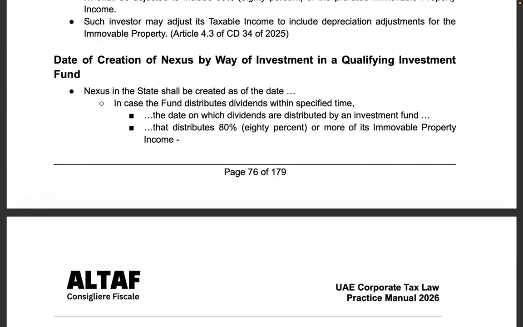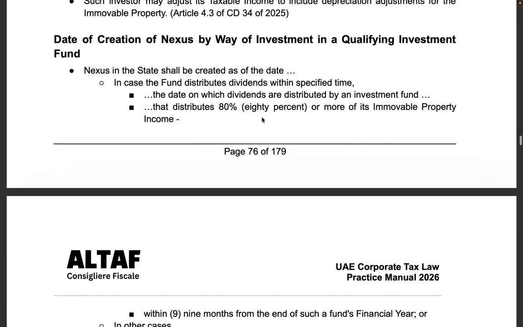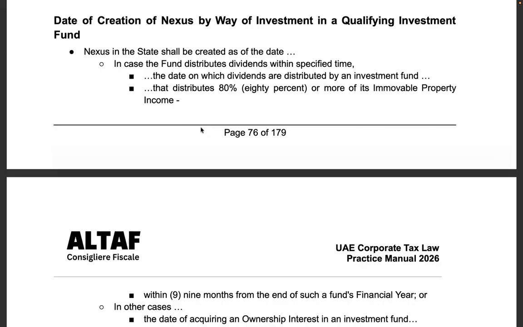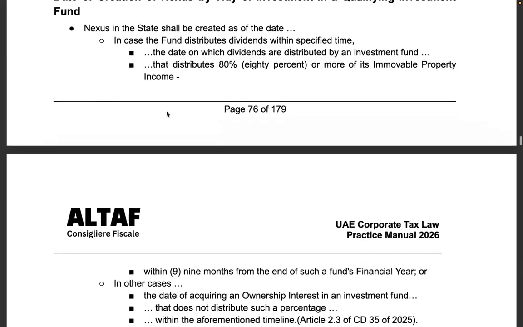Whenever a fund or even a taxpayer, in those countries where even dividends are subject to taxation, actually distributes, tax authorities take a flexible, favorable viewpoint towards it. So they see it favorably. They say, okay, now we will be kind to them, basically. You understand what I'm saying? So the date on which the dividends are distributed by the investment fund that distributes 80% or more of the immovable property income, immediately the authority becomes a bit relaxed or more favorable.